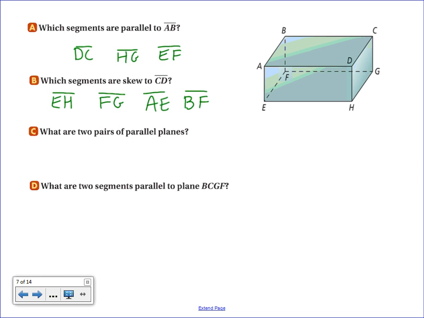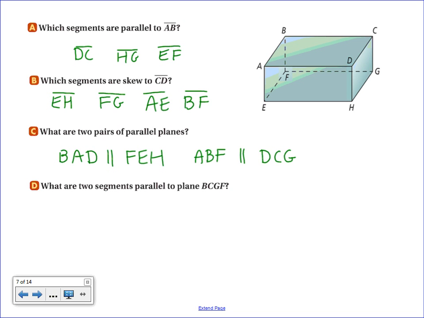All right, next question. What are two pairs of parallel planes? There are many pairs, but we only need to give two of them here. So maybe plane BAD, which is at the top, is parallel to plane FEH, which is at the bottom. Those two planes are parallel. Another pair might be plane ABF, which is like the left side of this box, is parallel to plane DCG, which is like the right side of this box. Again, there are other examples, but those two are sufficient.